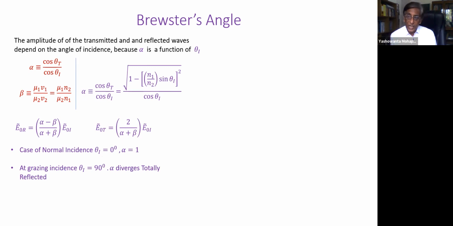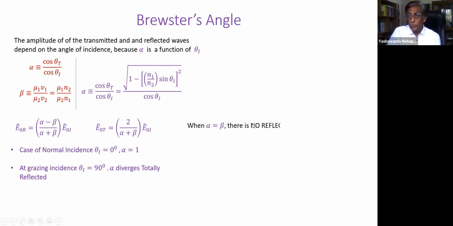If theta I is 90 degrees, then alpha diverges, so you get total internal reflection. The whole thing is totally reflected. If it is grazing the surface, then alpha diverges, because of cos 90, and it is completely reflected. Total internal reflection.